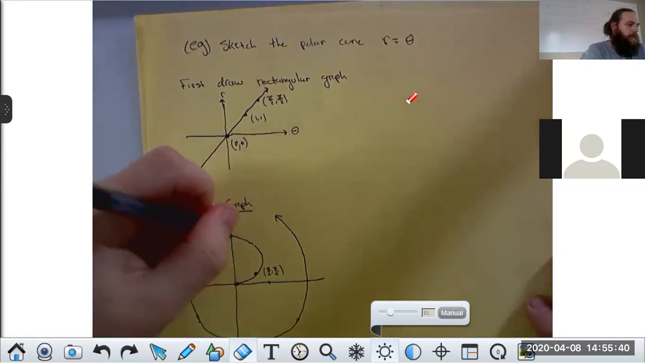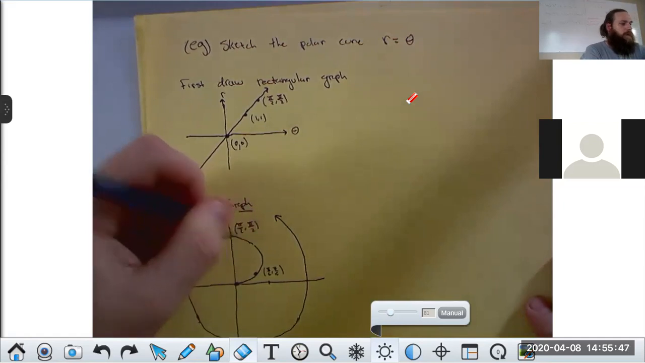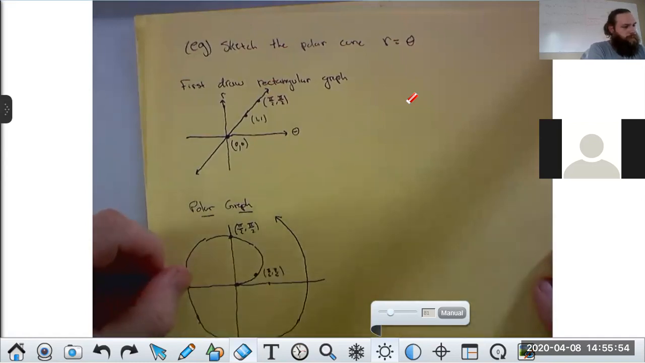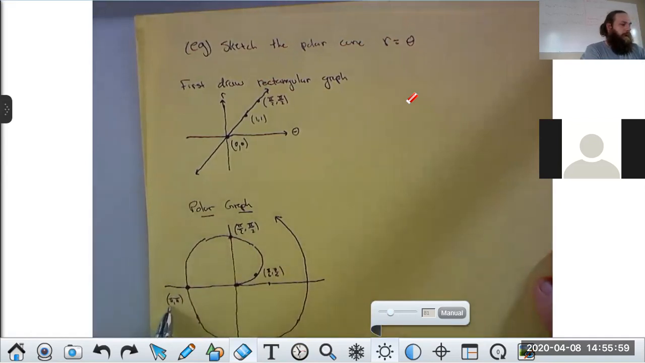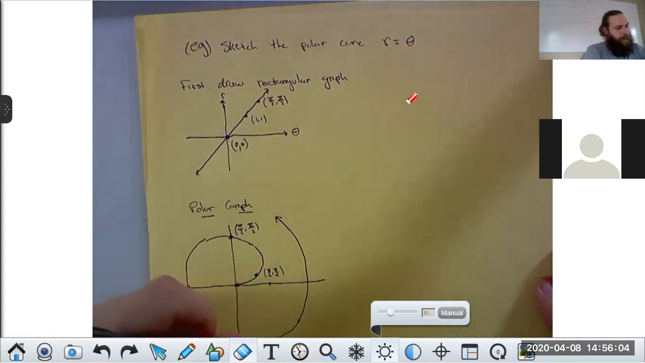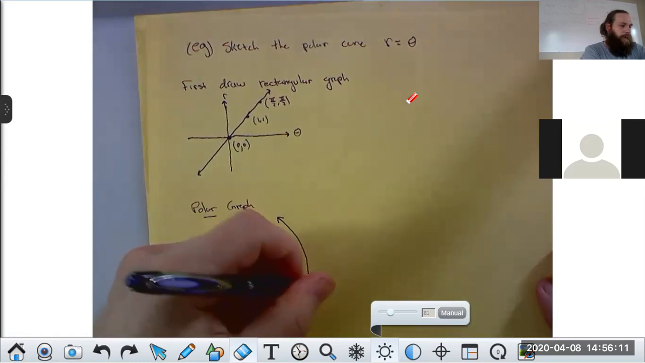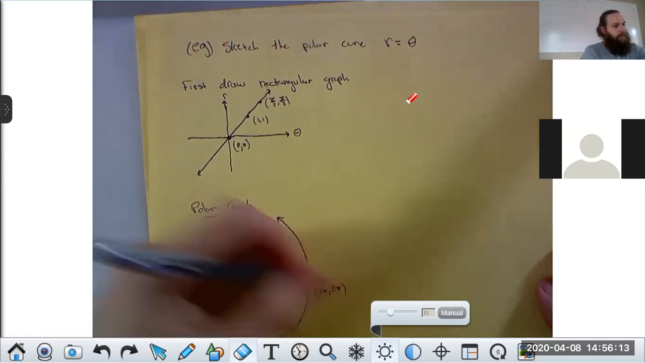This point right here is the polar coordinate point, pi over 2, comma, pi over 2. So r, the radius there, is pi over 2, and theta, the angle there, is also pi over 2. This would be the polar point, pi, comma, pi, because r is pi and theta is pi. This would be the polar point, 3 pi over 2, comma, 3 pi over 2. This would be the polar point 2 pi, comma, 2 pi.